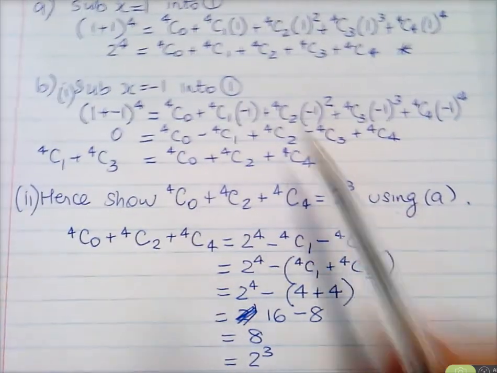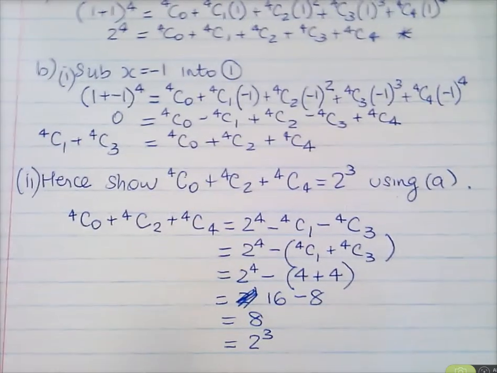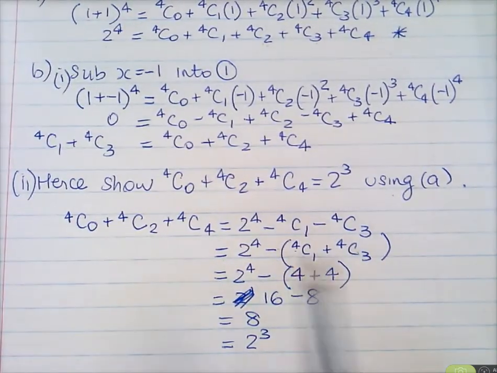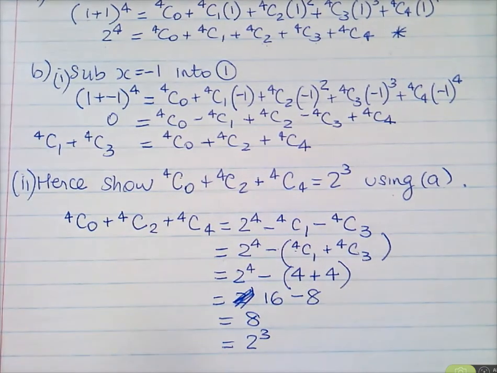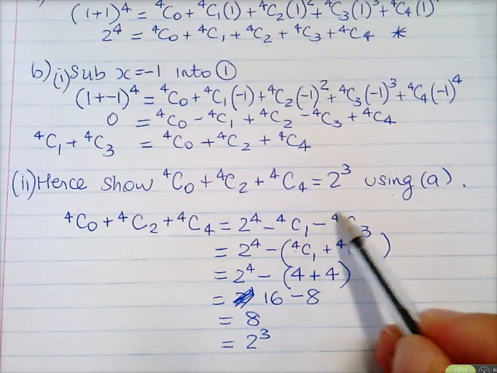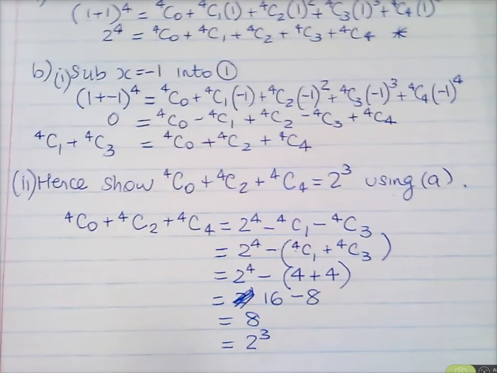So you have to use the result from part A. Now, I didn't really need to put this in brackets. I could have just gone 2 to the power of 4 minus 4 minus 4. You have to remember that 4 choose 1 equals 4 choose 3. You know how 3 plus 1 is 4? Remember Pascal's triangle is symmetrical? So we've proved that result.